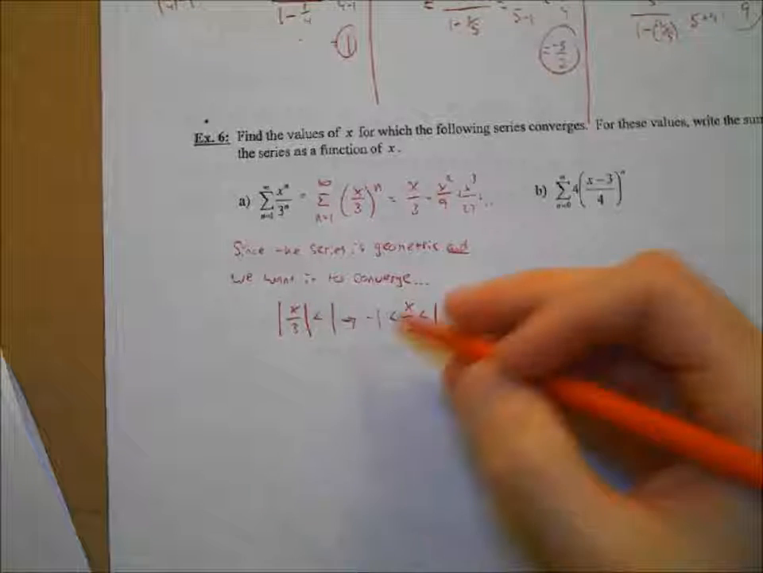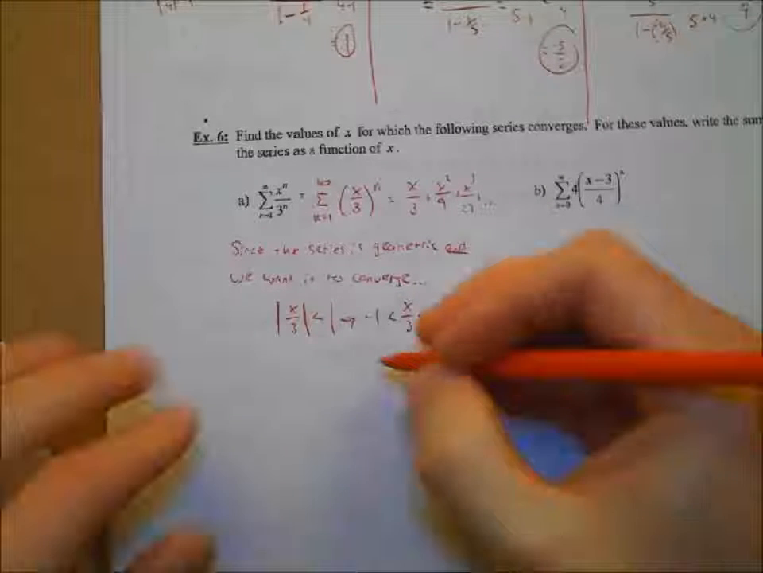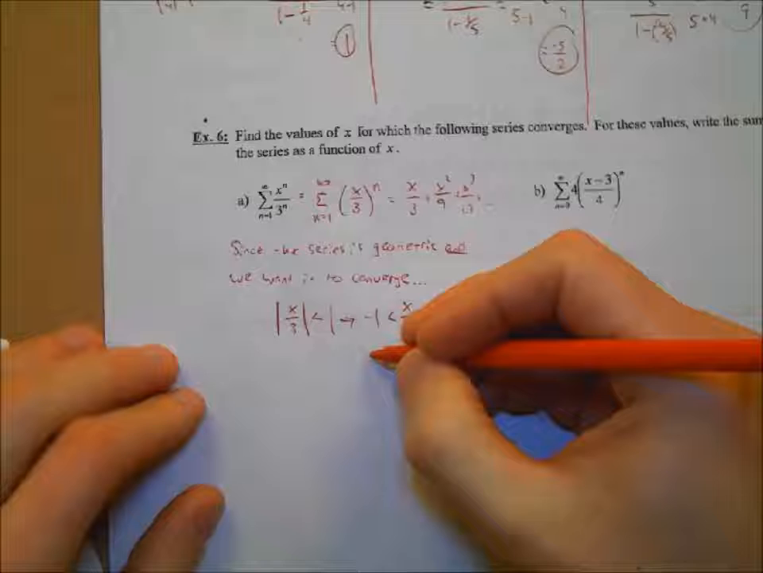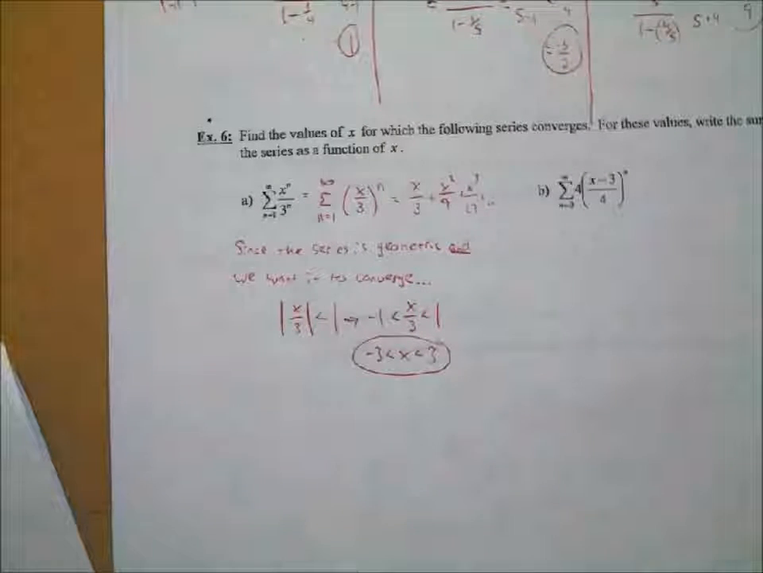So then we'll just solve. And so then what do we do to both sides here? All three sides, I guess you could say, to solve it. What should we do? Just multiply by 3. So we get negative 3 less than x less than 3. Okay, and so there's our range of x's that would give us a solution there.